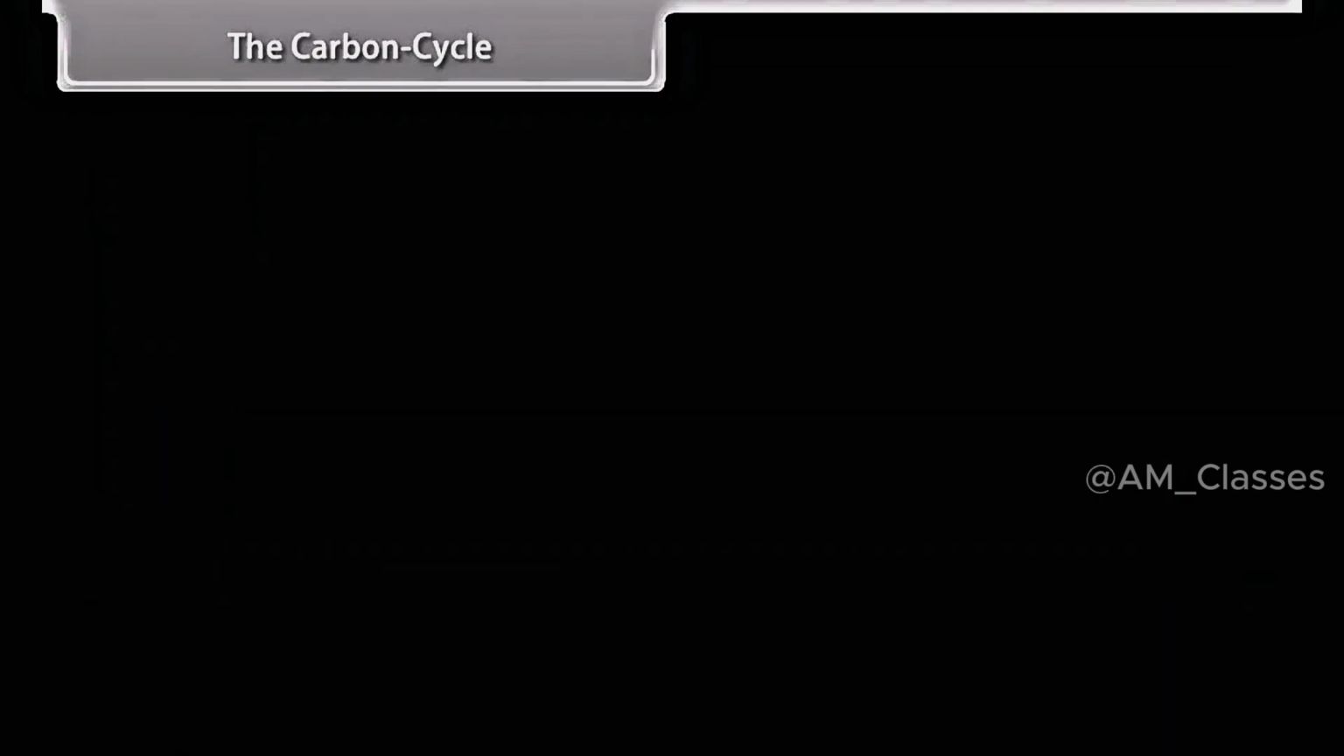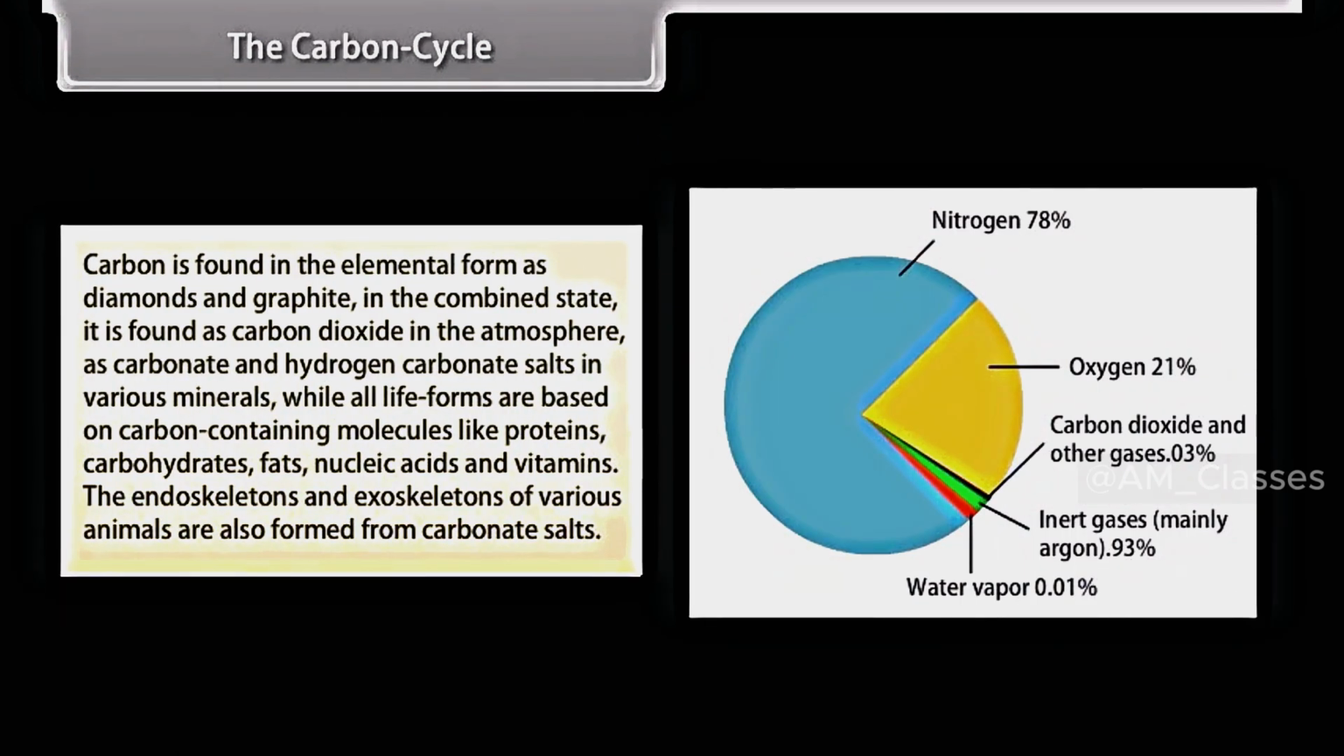The carbon cycle. Carbon is found in the elemental form as diamonds and graphite. In the combined state, it is found as carbon dioxide in the atmosphere, as carbonate and hydrogen carbonate salts in various minerals, while all life forms are based on carbon-containing molecules like proteins, carbohydrates, fats, nucleic acids, and vitamins. The endoskeletons or exoskeletons of various animals are also formed from carbonate salts.